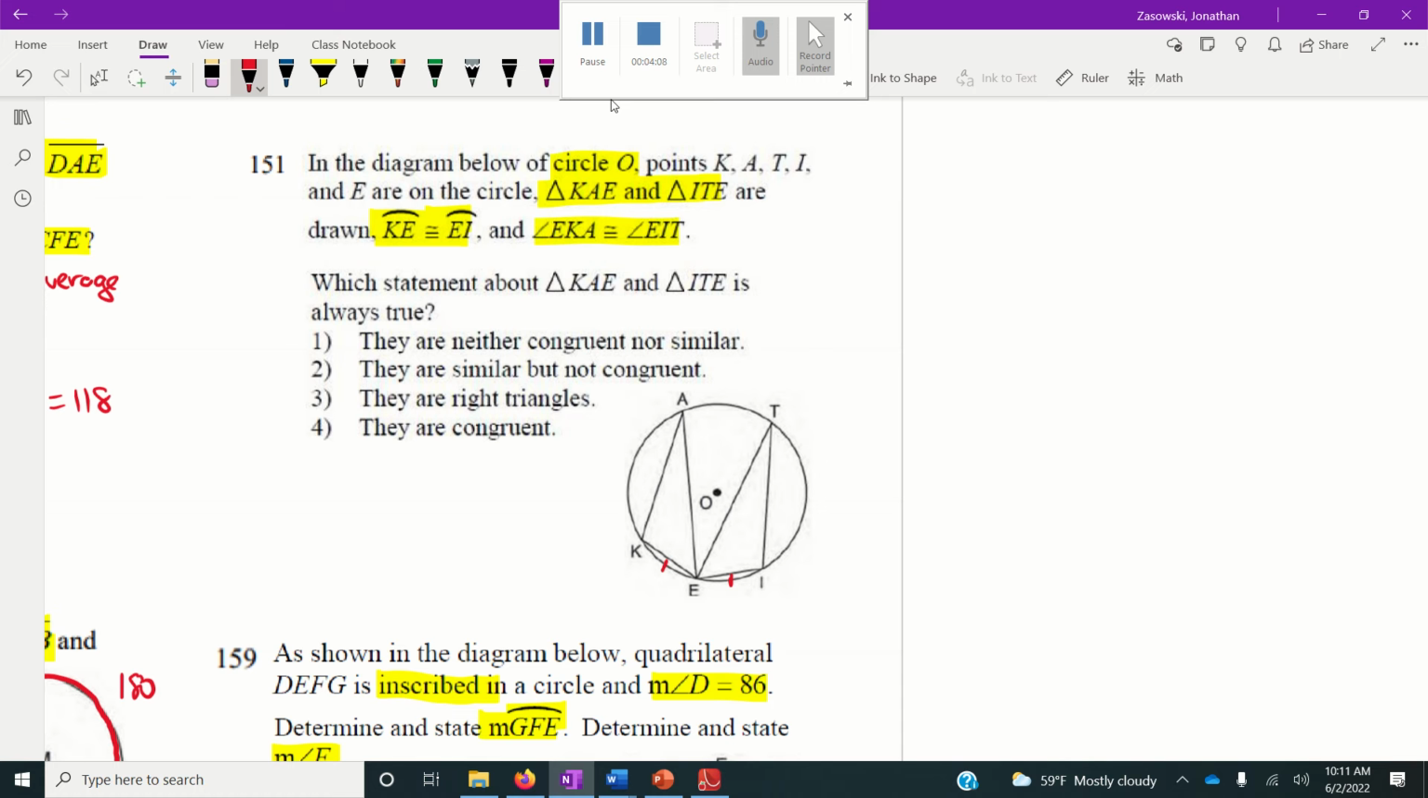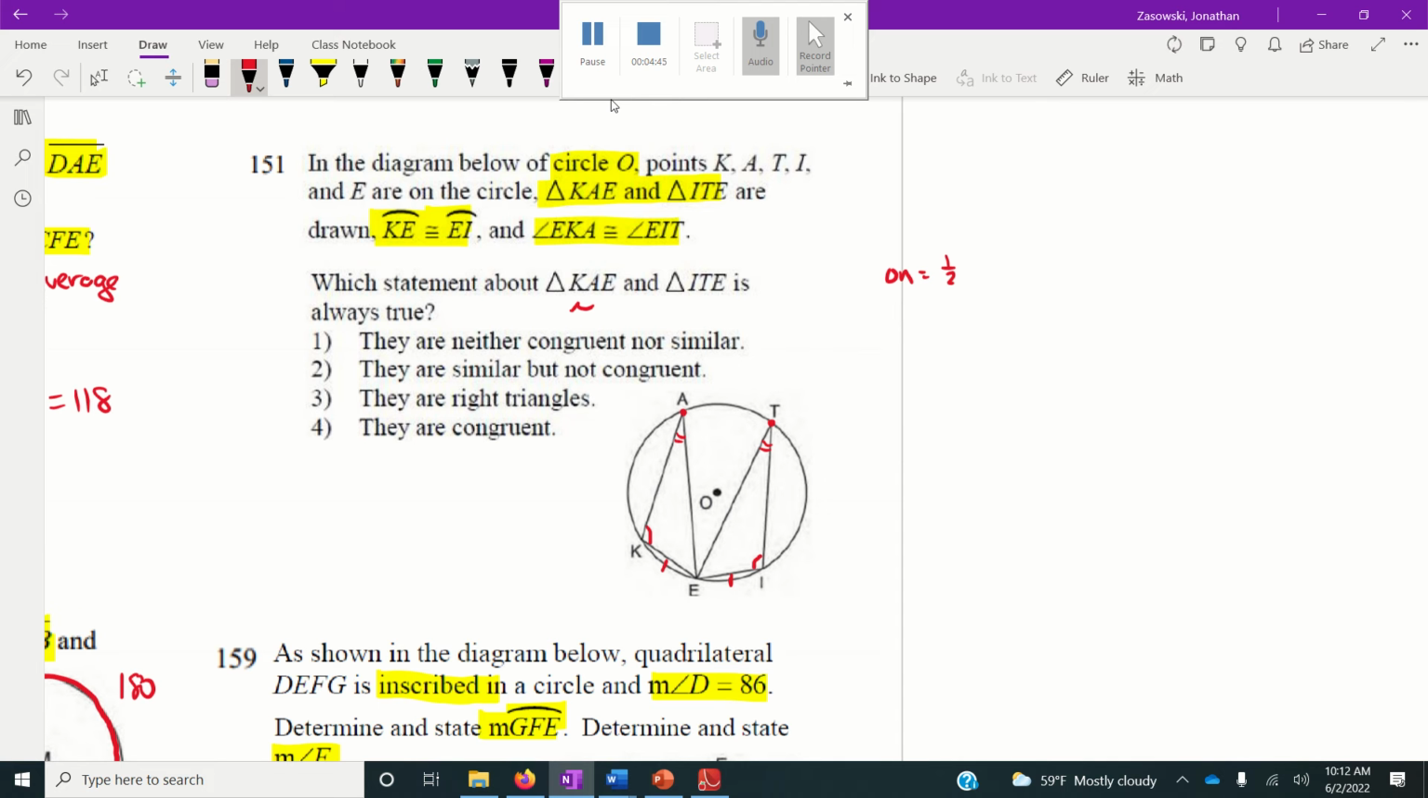And we know that angle EKA is equal to angle EIT. So this angle is the same as this angle. Now remember, we already also noticed that these angles are on the circle. So remember, angles on the circle are half, okay? So this angle is going to be half of this arc, and this angle is going to be half of this arc. And since the arcs are congruent, these angles are going to be forced to also be equal. That means that we'll know that these two triangles are going to be similar, at least, because they have angle.